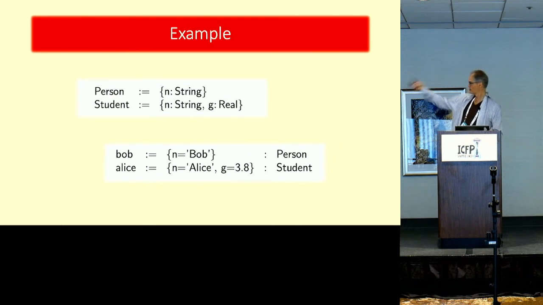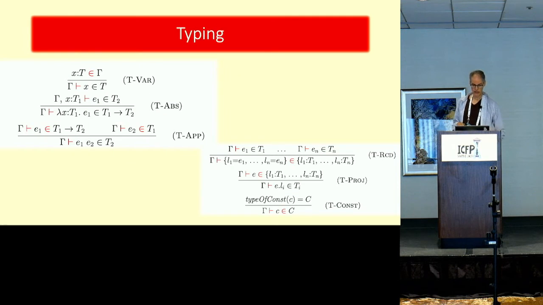Oh, and here is student and person. Sorry about that. Here is student and person. And here are some example terms of those types. And now, in addition to our operational semantics, we need to define a typing relation. Again, I'm going to go through it really fast because I hope it's familiar. But we need a rule for each of the syntactic forms, so one for variables, abstractions, applications, records, projections, and constants.